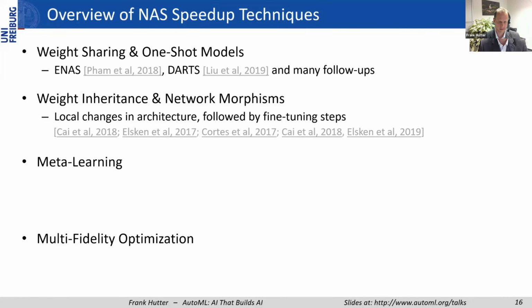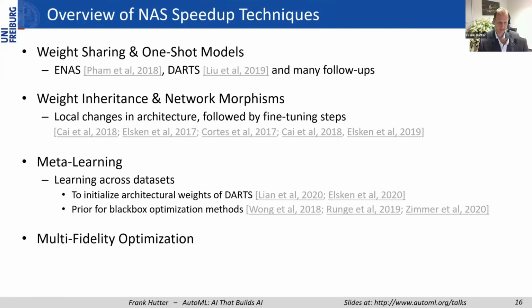Meta-learning is another way of speeding up neural architecture search. There we learn across data sets. And there are different things you can learn across data sets. One thing is to initialize architectural weights of DARTS, and there are some works for that. Another thing you could learn is a prior for black box optimization methods, for example for Bayesian optimization, or also for reinforcement learning.